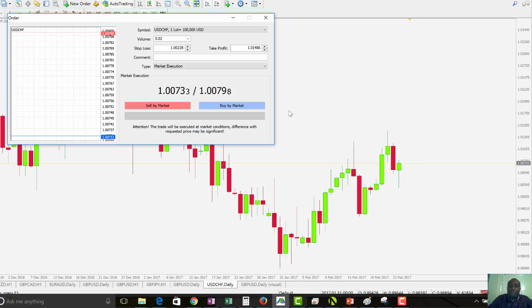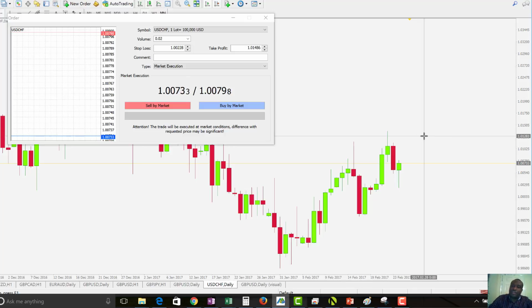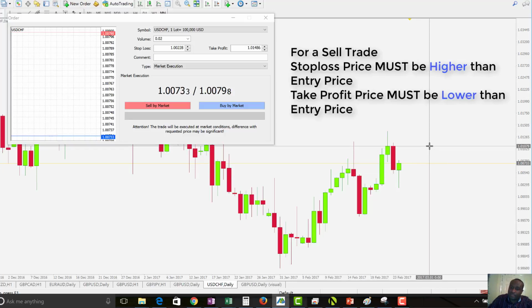Now, if for whatever reason I decided to sell at that current price, similar technique, I choose my stop loss. So let's retrace. In the case of a buy trade, the stop loss must always be lower than the entry price and the take profit higher than the entry price. In the case of a sell trade, the stop loss must always be higher than the entry price and the target take profit must always be lower than the entry price.